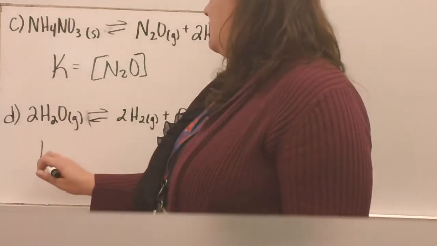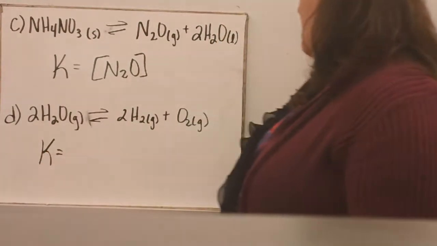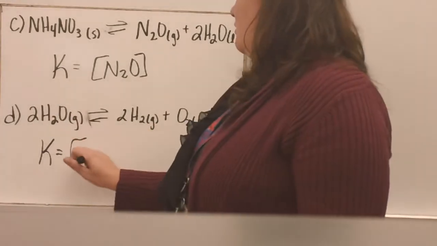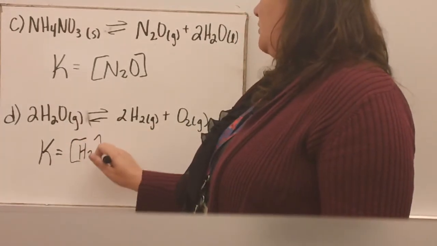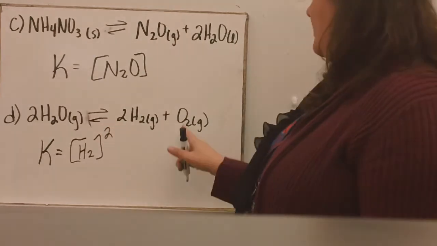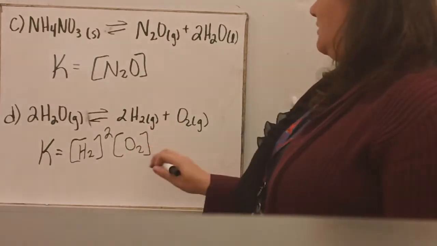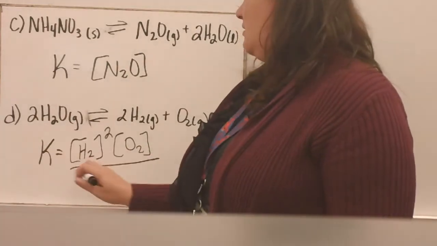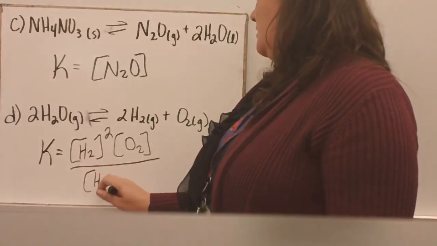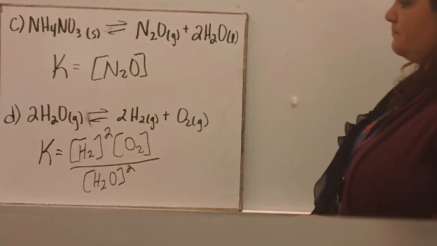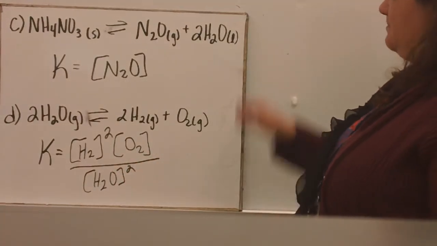Alright, so for D, again, this time we have all gases. So we do our products, which would be hydrogen, to its coefficient of 2, times oxygen, to its coefficient of 1, divided by the concentration of water, to its coefficient, which is a 2. And that would be the equilibrium expression for D.